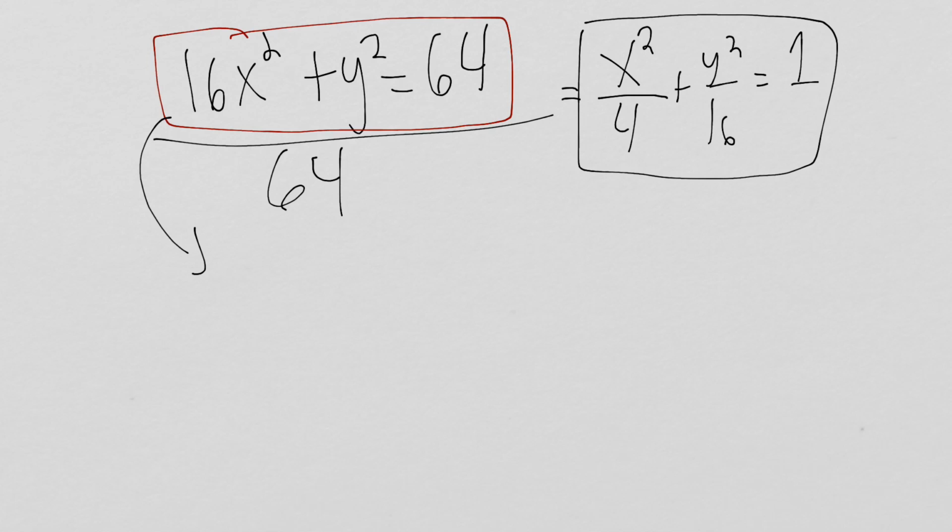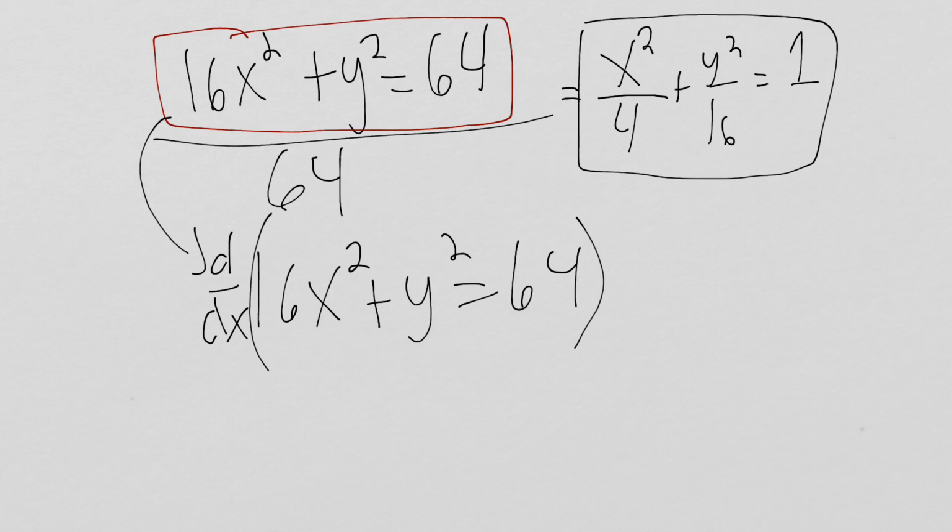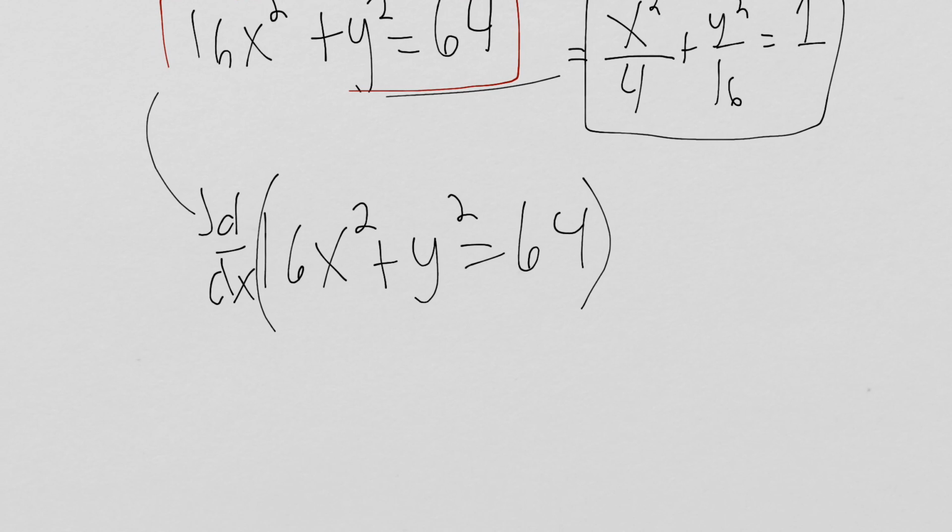Okay, so we are taking d dx of 16x squared plus y squared equals 64 by taking a derivative of each piece. Okay. So first, derivative of 16x squared is just 32x by the power rule. Okay. The derivative of y squared is going to be 2y times dy dx.